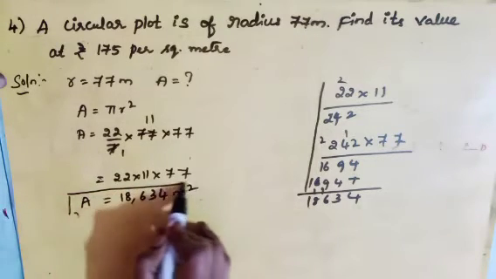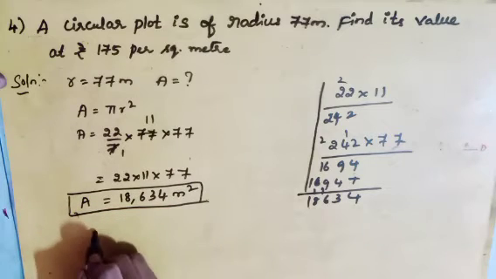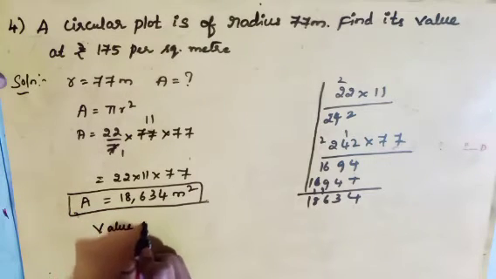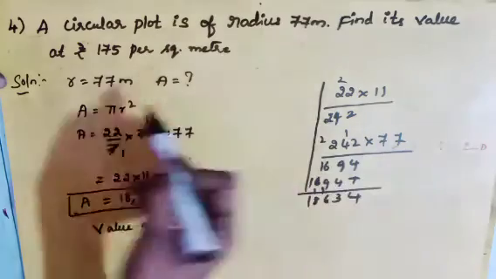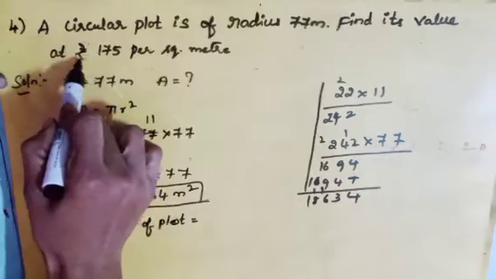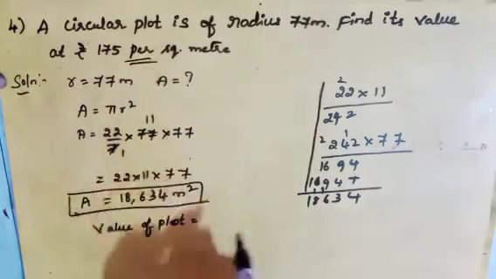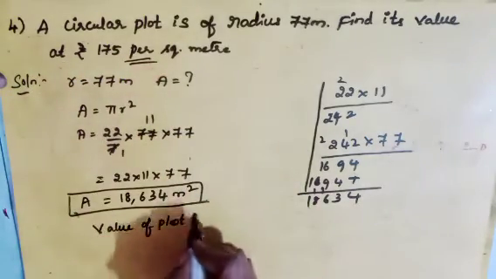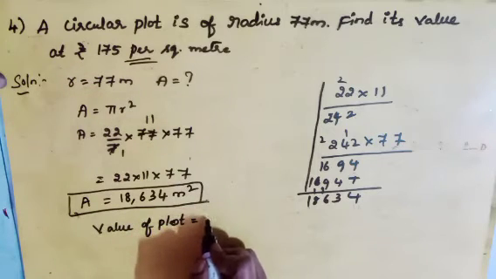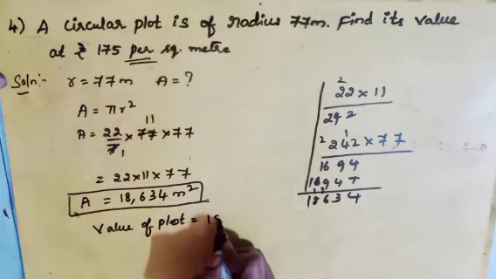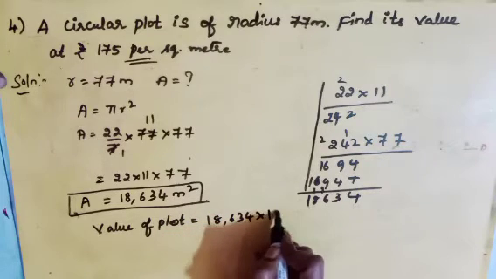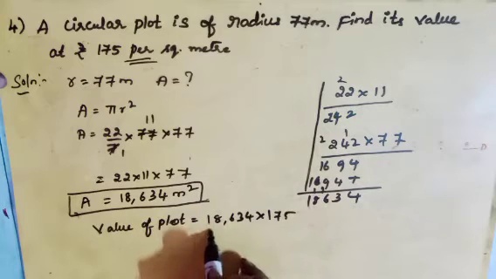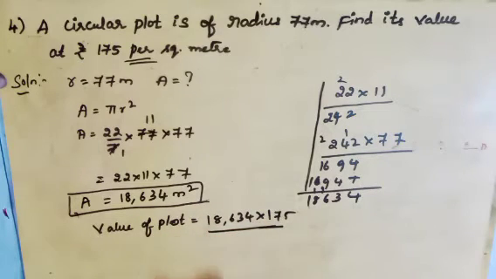We got the area. Now we have to find the value of the plot. The value of the plot is given as rupees 175 per meter square. So multiply this area with 175. So how much did we get? The area of the plot is 18,634 into 175. So multiply and write the answer by yourself. Let us continue with the next one.